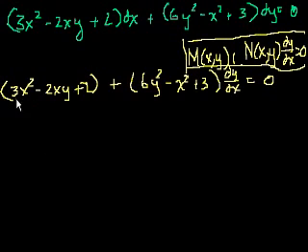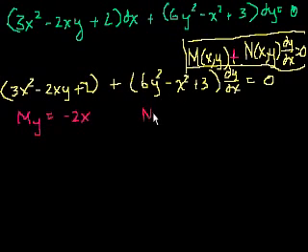So let's do that. What's the partial of M? This is the M function, right? This was a plus here. What's the partial of this with respect to y? This would be 0. This would be minus 2x, and then just a 2. So the partial of this with respect to y is minus 2x.